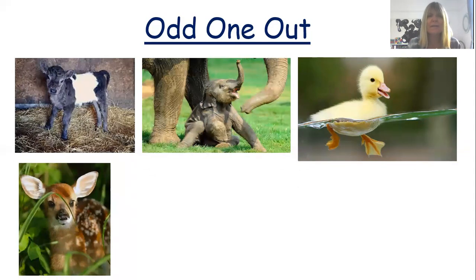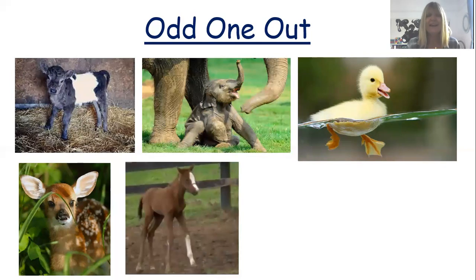Very small, very young deer. Do you know what young deer are called? They're called fawns. And here's a very young horse, and a very young horse is called a foal.